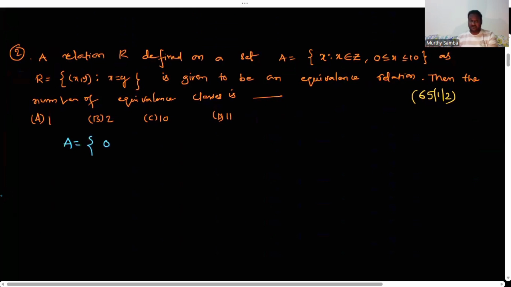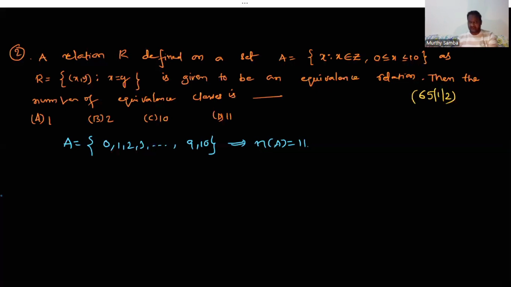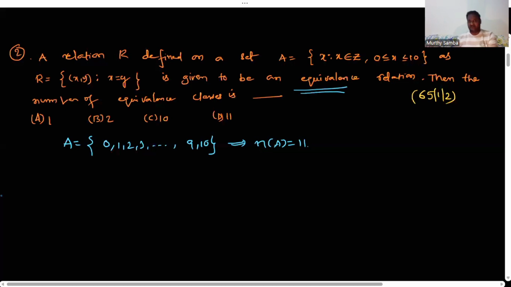Right, from 0: 0, 1, 2, 3, and so on up to 10. That means how many elements are there? The number of elements of A is equal to 11. And R is defined as R = {(X, Y) such that X = Y}, which is given to be an equivalence relation. An equivalence relation is nothing but a relation that is reflexive, symmetric as well as transitive.